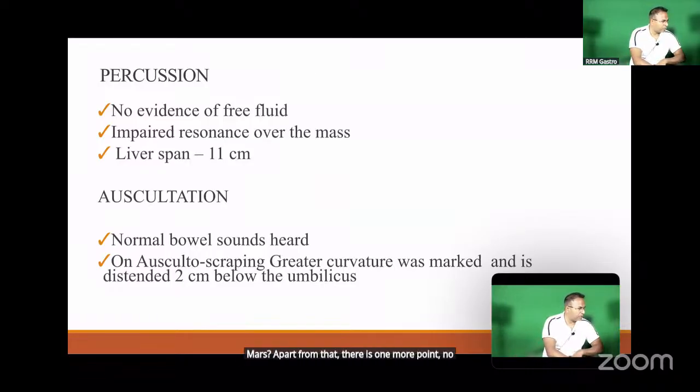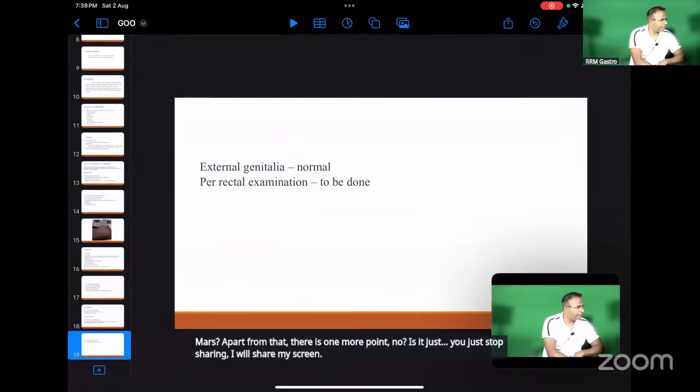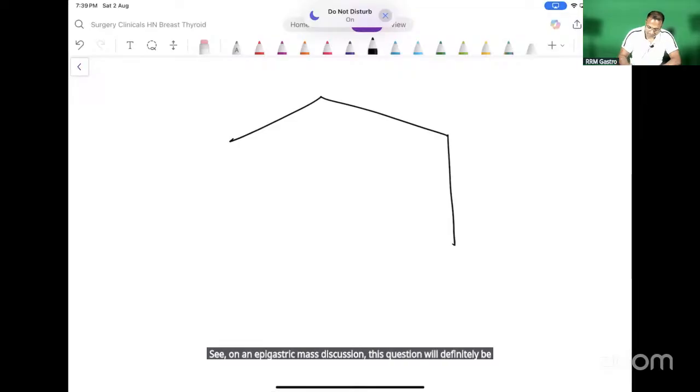No, so you just stop sharing. I will share my screen. Now you see, I'll tell you what this is. This is another important clinical question. See, on an epigastric mass discussion, this question will definitely be asked by the examiner.